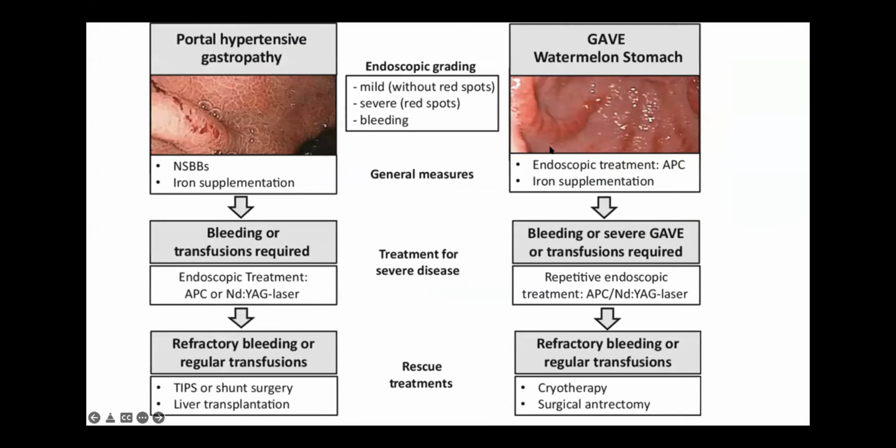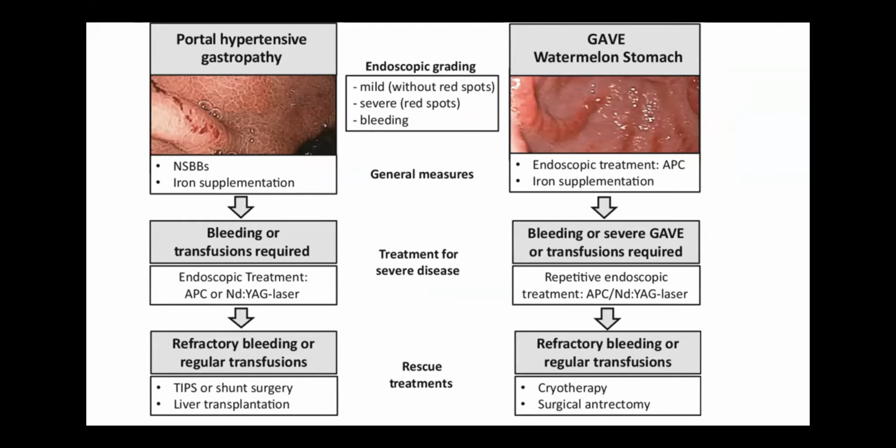Another complication of portal hypertension is portal hypertensive gastropathy. And another complication too would be your GAVE as well, your watermelon stomach. So when we scope patients, we look for a mosaic pattern of the mucosa for the portal hypertensive gastropathy. It's usually more distributed versus the GAVE that's antral and linear. And these pathologies both have different histologies.